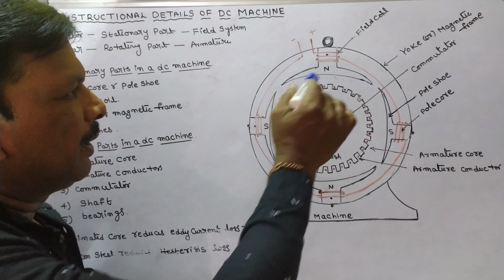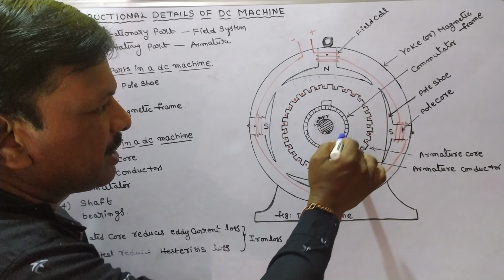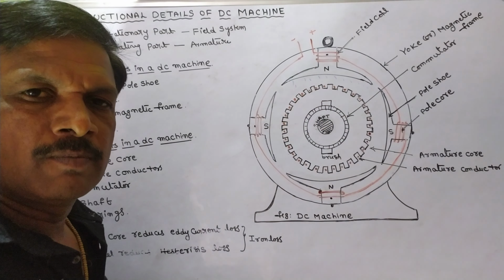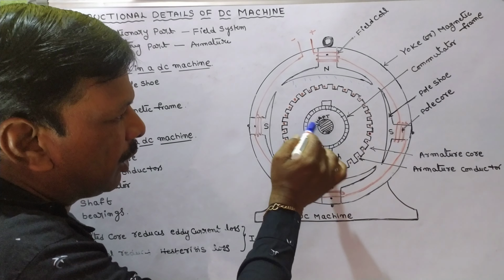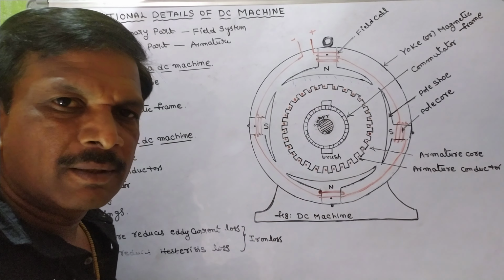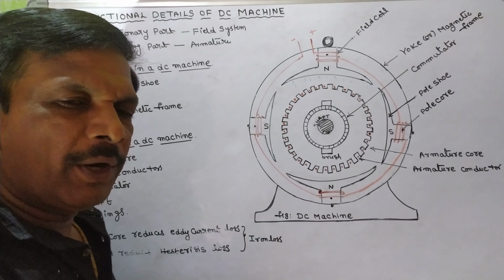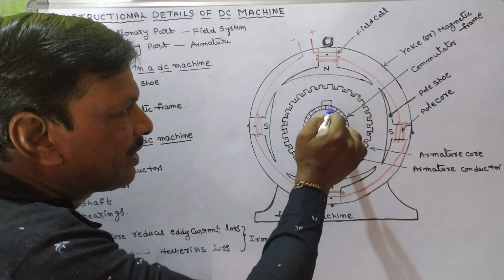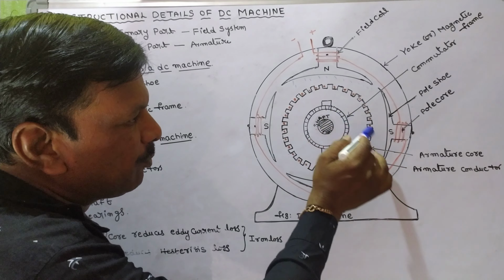Okay, so next, this is the commutator. These lines are the commutator segments. The purpose of the commutator is to collect the current from the armature conductors, which is in the form of AC, and convert it into DC.